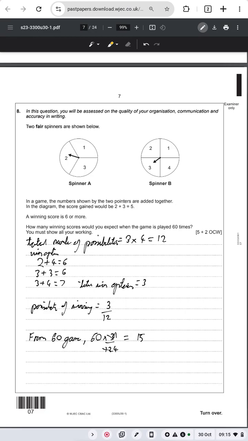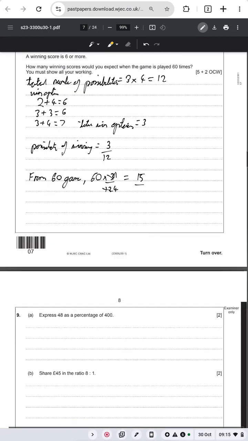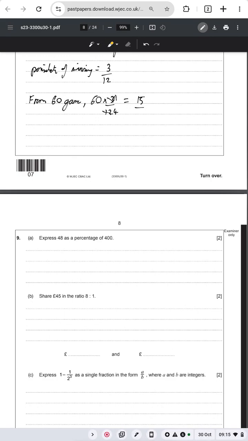So this is how many winning scores you would expect. Express 48 as a percentage of 400. So if we're trying to find a percentage of one number as another, we first of all divide by that. So I'm going to write this as a fraction. So it's 48 over 400. And then to turn it into a percentage, we need to times by 100. However, these two zeros will cancel with these two zeros. So we end up with 48 divided by 4, which is 12%.